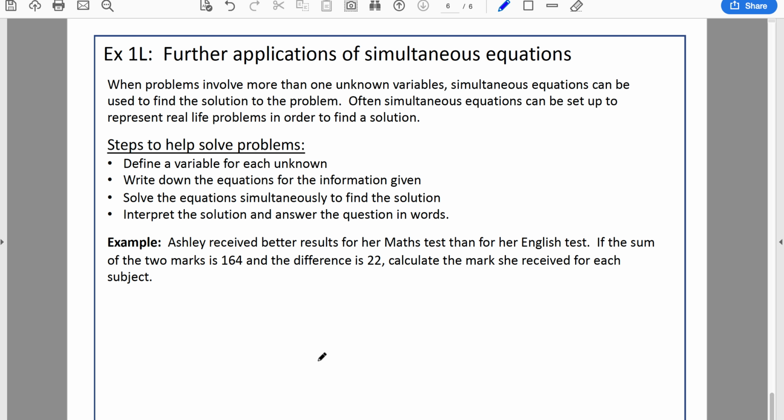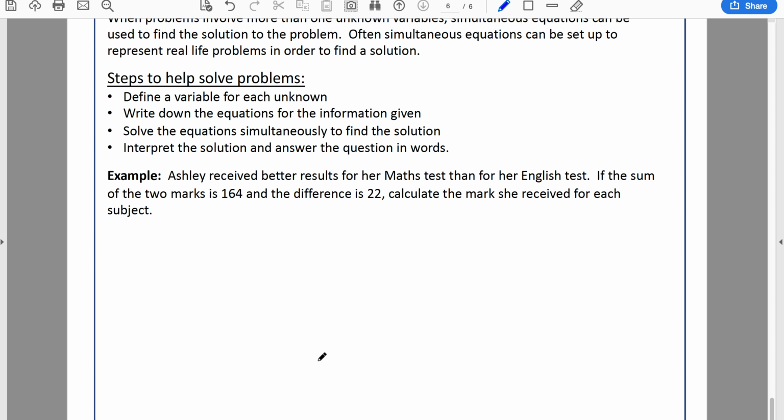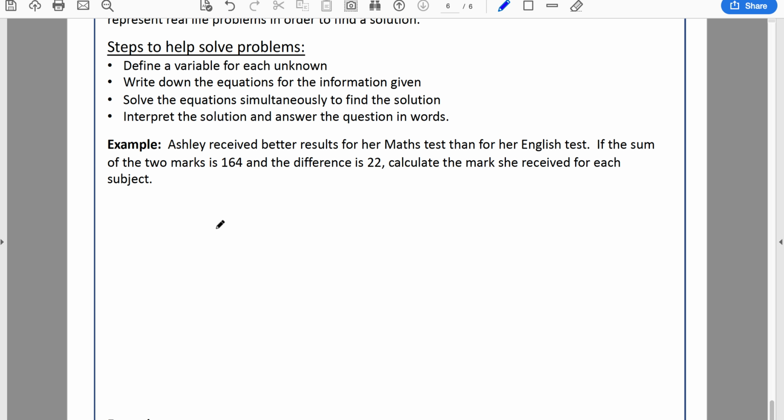So I'll show you some steps that you want to follow. First of all, you want to define the variables. So the things that you're trying to find, you're going to give them a letter. You're going to form the equations. Probably the hardest part is step 2, writing down the equations. Then solving the equations, we're going to use the calculator. All right, use CAS, that's what we call the calculator. And then we're going to interpret the solution that we get. Make sure we answer in words just to ensure we've completely answered the question.